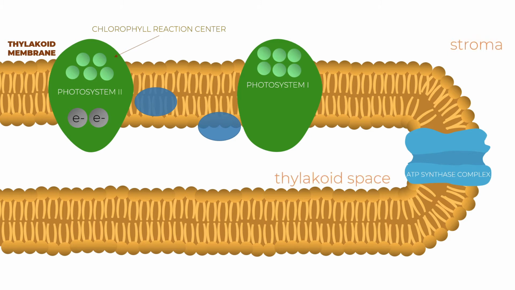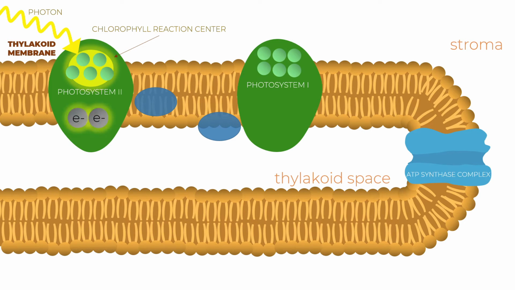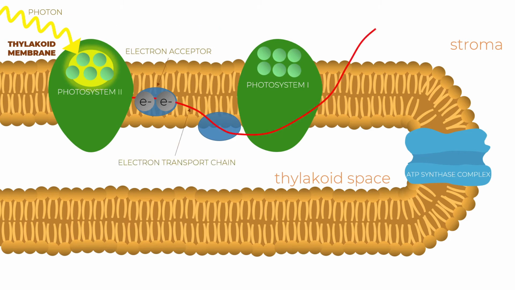Light strikes photosystem II, receiving photons or light energy. This light energy is transferred to a chlorophyll reaction center, causing electrons to become energized and escape photosystem II, then move to a nearby electron acceptor molecule. To replace the electrons leaving photosystem II, water is split, releasing oxygen, 2 hydrogen ions, and 2 electrons.